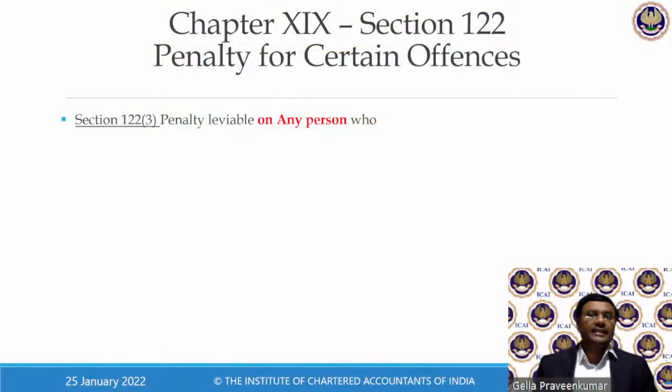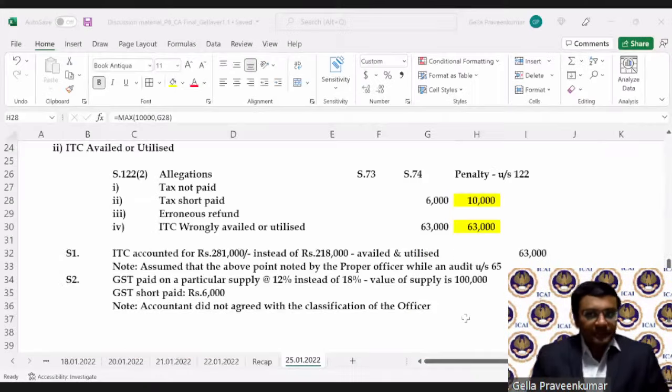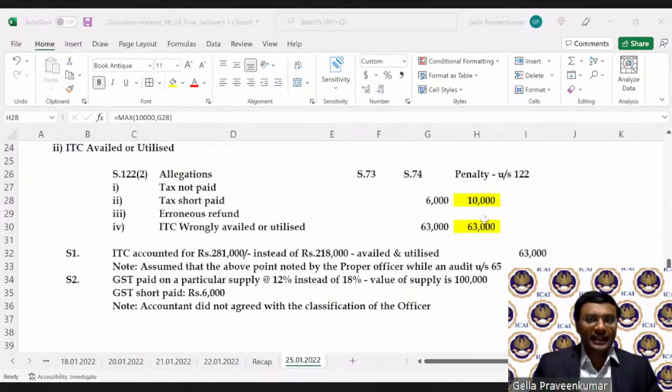Let us continue with our discussion. Before we start with subsection 3, a couple of interesting questions are there on this example, quantification of penalty under section 122. Let me just take the first question, which is asked by Namita. Namita says, in section 74, minimum penalty is 15%. How have you taken 10,000 as minimum penalty?